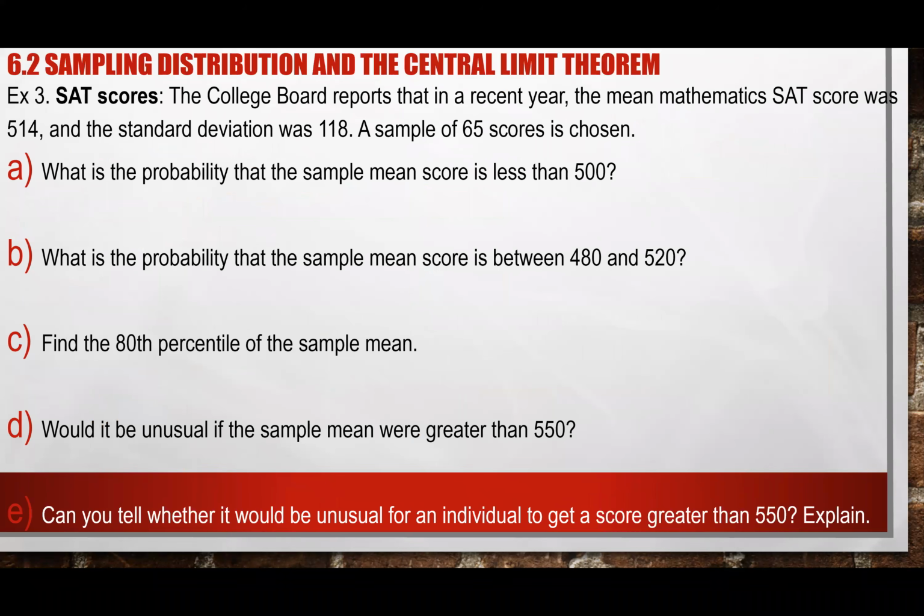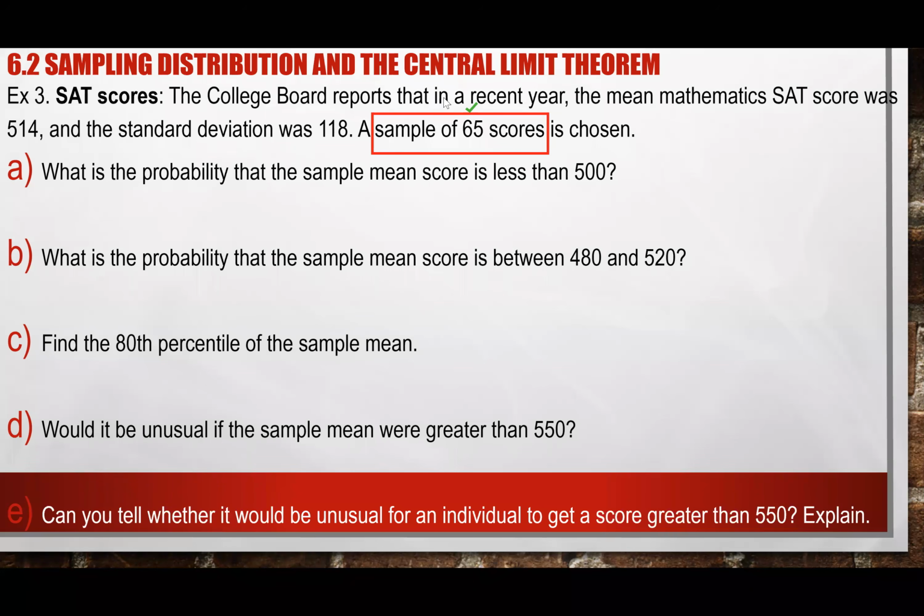They say that the College Board reported that in recent years, the mean math SAT score was 514, and the standard deviation was 118. A sample size of 65 is chosen. So if you see this statement, a sample size of 65, we know that we work with a sample. And in order to work with a sample, we need to have a sample size bigger than 30. In this case, my sample size is 65. We are good to go, right?